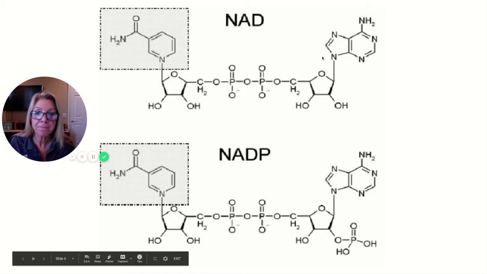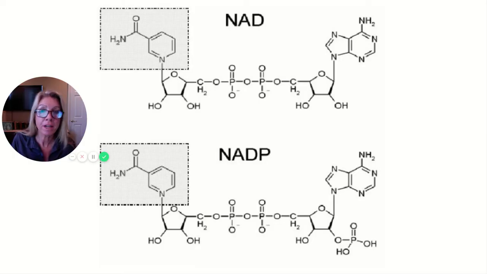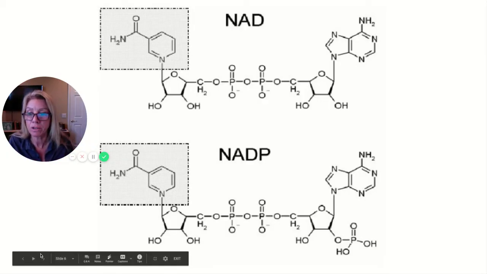Here's NAD. Okay, here is NADP. Look right here. Here's that phosphate group, just a little bit different. Now, this points to, right, common ancestry, common biomolecules to be used in energy transfer. That would support the ideas of evolution.